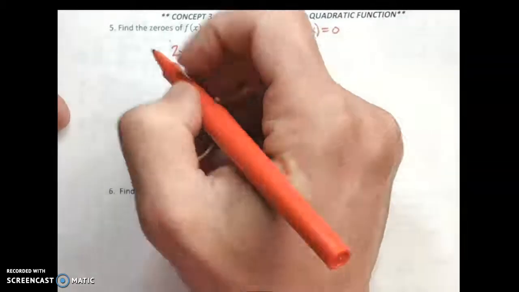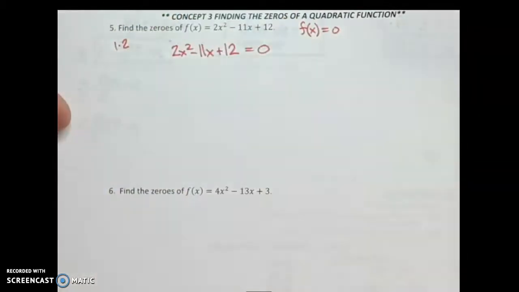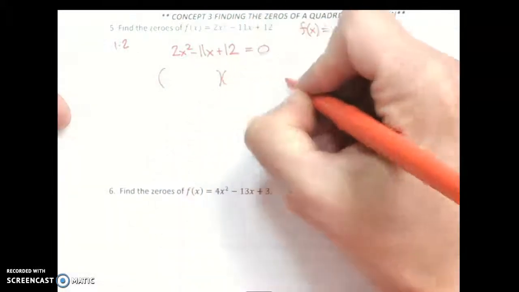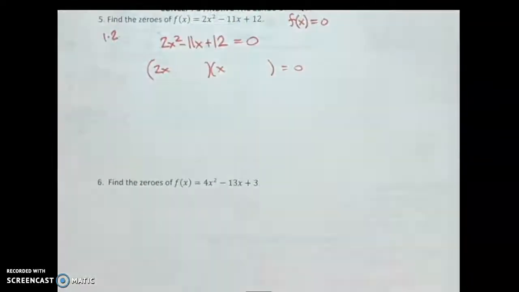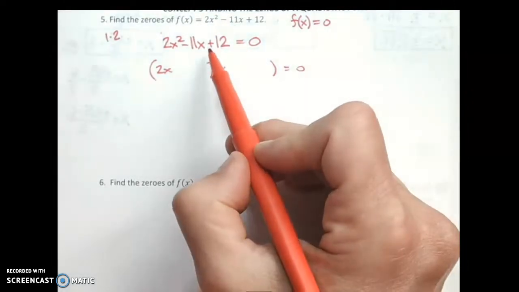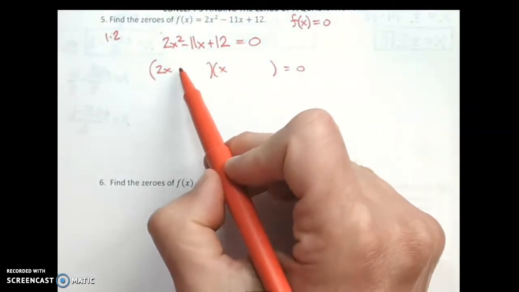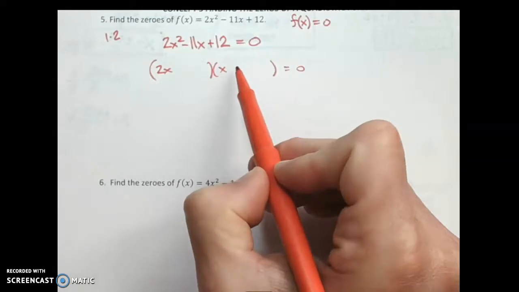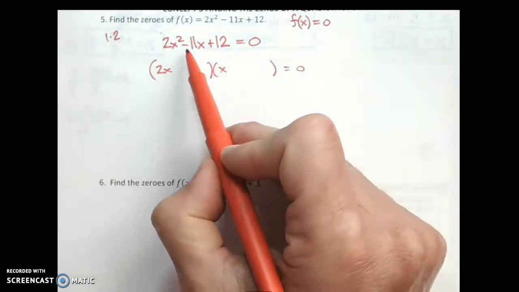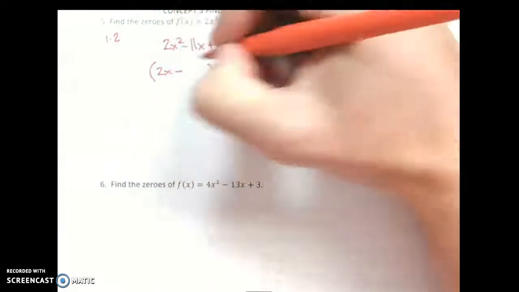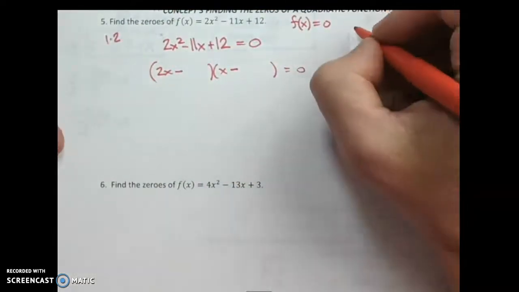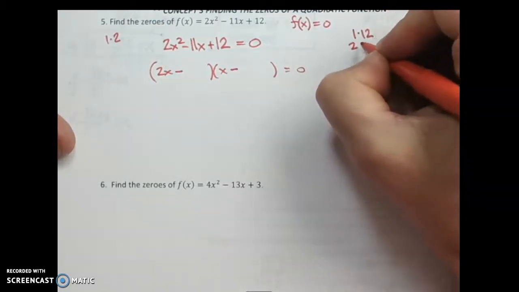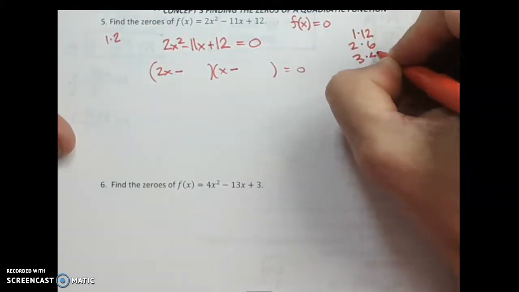Okay. I'm going to start here. 1 and 2 equals 2. It's prime. I know I have to go 2x times x to give me 2x squared. There's no other options. Alright? Here is positive 12. So it either has to be a positive times a positive or a negative times a negative. And I know the answer by just looking here. It has to be a negative times a negative to give me that negative 11. What are factors of 12? 1 and 12, 2 and 6, 3 and 4.